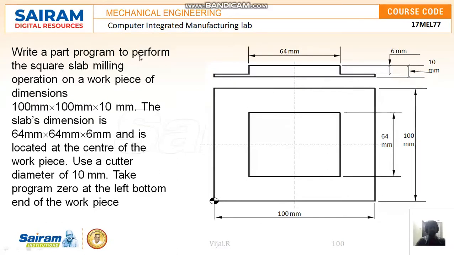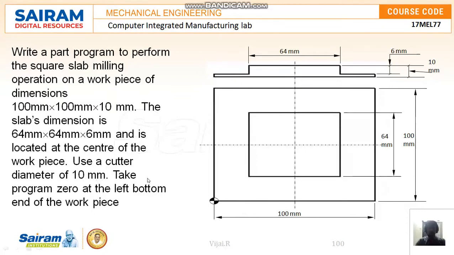So, write up the aim of this program. You can write it as: program to perform the square slab milling on a workpiece of dimension 100 into 100 in x and y, and the thickness is 10 mm here, and the slab dimension given is 64 into 64 with the 6 mm thickness. So this is what we are going to produce over here. Use the reference as the center of this location. Use a cutter diameter of 10 mm.